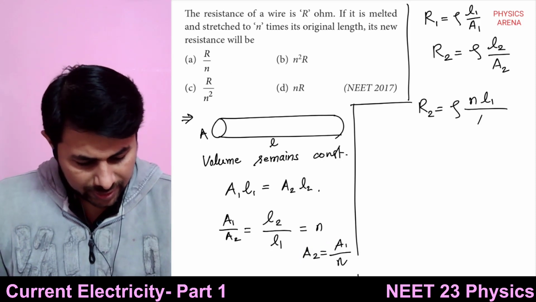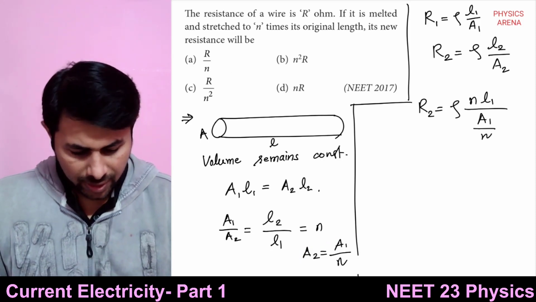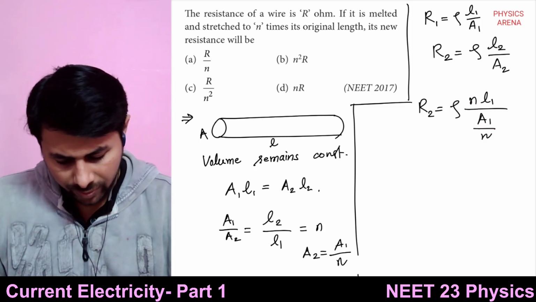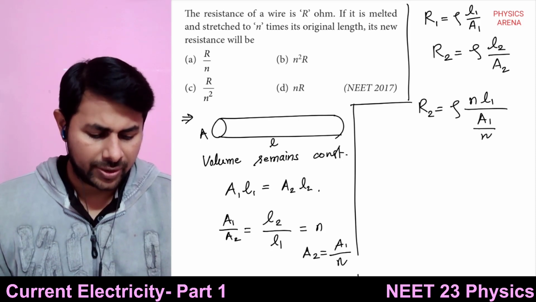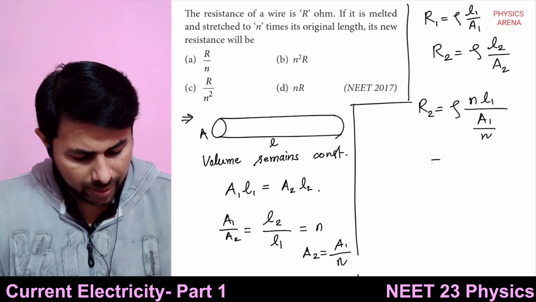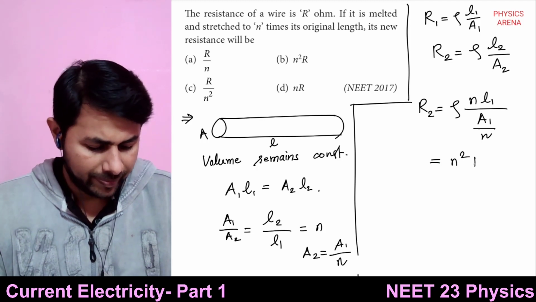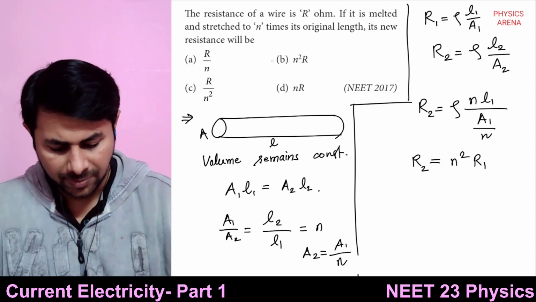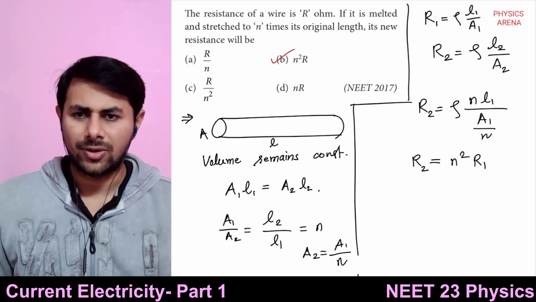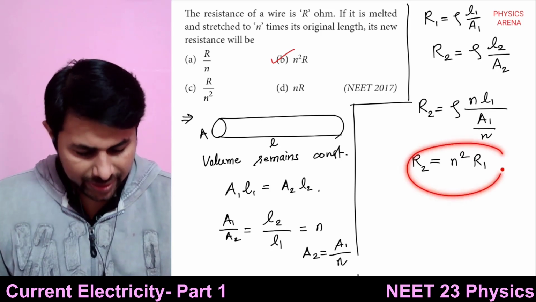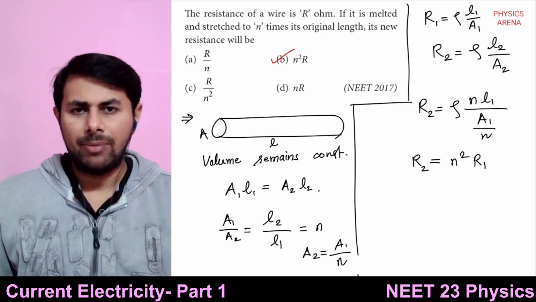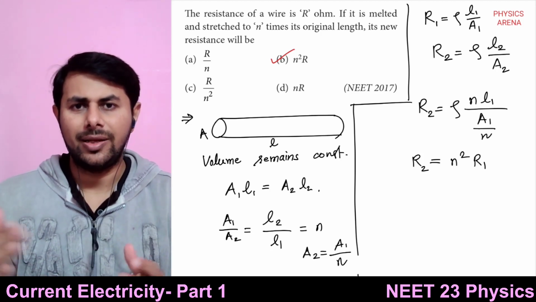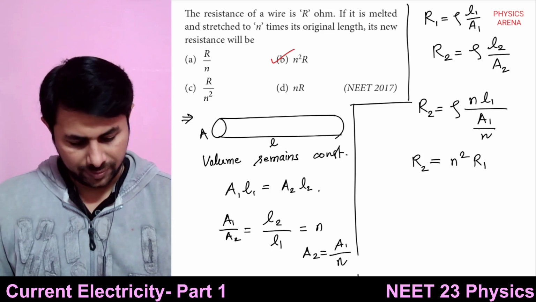Let's put that in. It is A1 divided by n, so this n goes to the numerator. We have rho multiplied by L1 upon A1, multiplied by n square. So this is n square multiplied by R1. So R2 is equal to n square times R. We can remember this as a general result. Resistance will become n square times the original resistance, right?